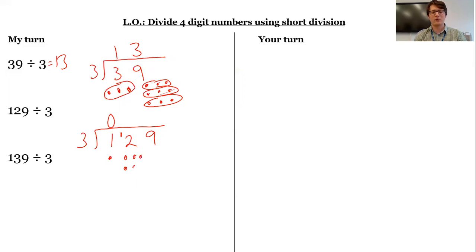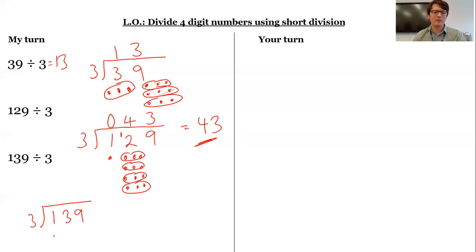Well, we could draw out our groups again, a little array. I've got 1 group of 3, 2 groups of 3, 3 groups of 3, exactly 4 groups of 3, nothing left over. And we know 3 goes 3 times into 9. 3, 6, 9. 3 lots of 3 in 9. So the answer, the quotient, is 43. What about 139 divided by 3? Let's see what goes on here.